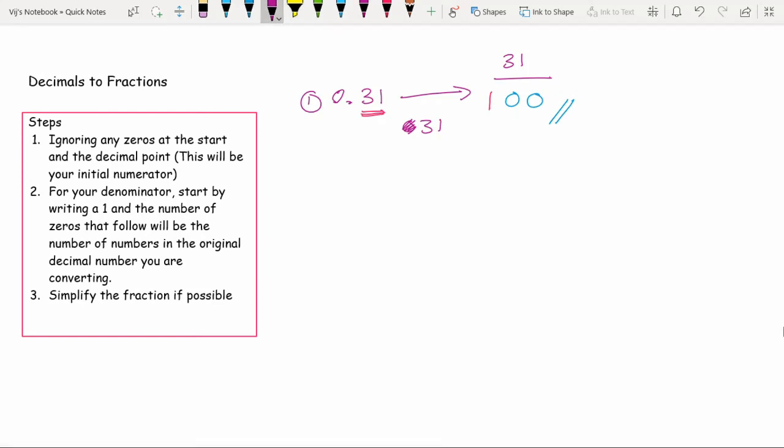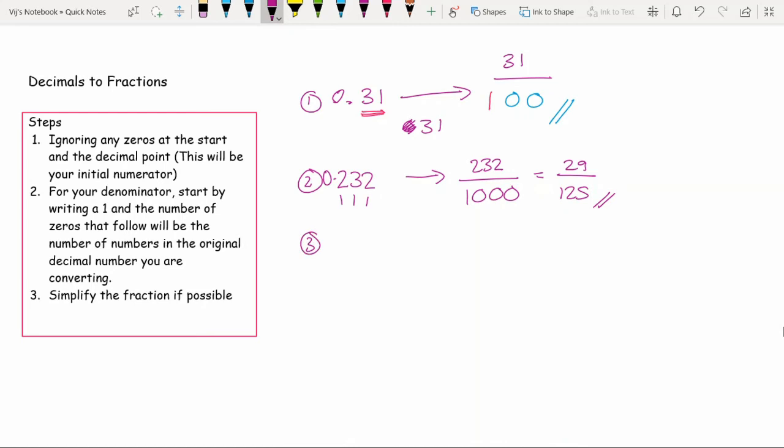So if I had another decimal number, let's say 0.232, then what this would become is 232 over 1, and I've got 1, 2, 3 numbers after the decimal point, so it's going to be 3 zeros, so that's 232 over 1000, which simplifies to be 29 over 125.